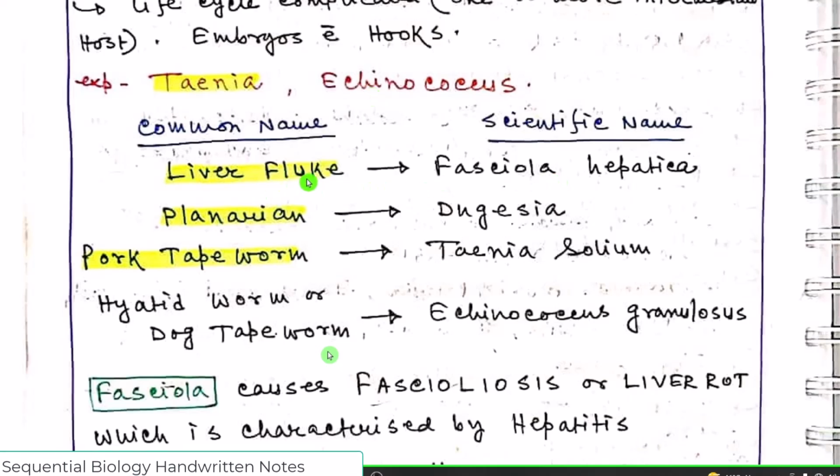Fasciola hepatica is called liver fluke. This is a representative of this phylum, and Dugesia is known as Planaria, and Taenia solium is called pork tapeworm, because the larvae of Taenia solium are present in the meat of pork, and the meat which contains their larva is called measly pork. And Taenia saginata larva is also present in beef, and so they are known as beef tapeworm. Taenia saginata is also called beef tapeworm. Hydatid worm or the dog tapeworm is Echinococcus granulosus.